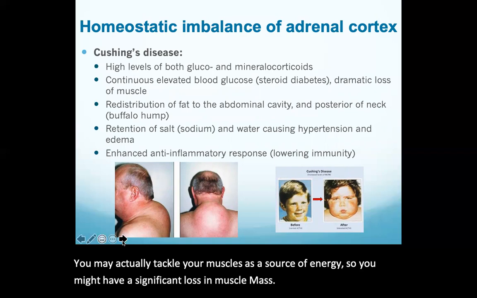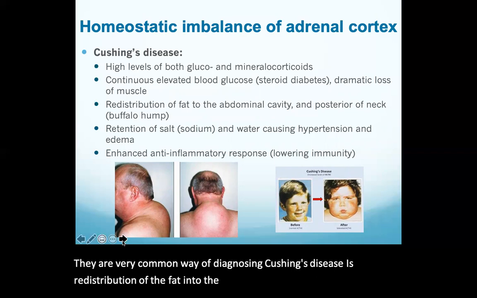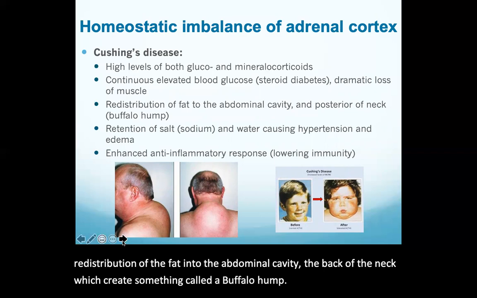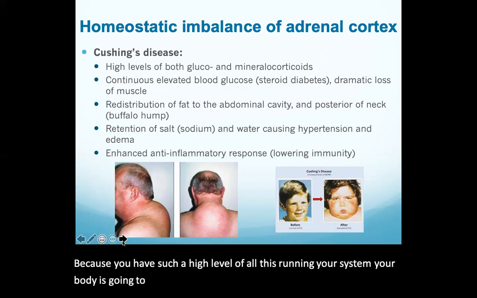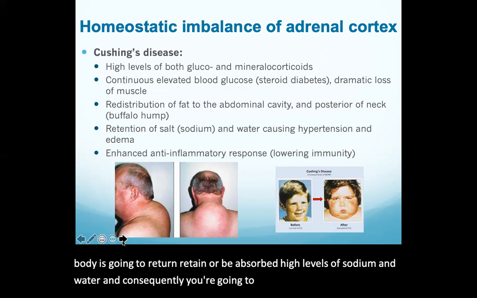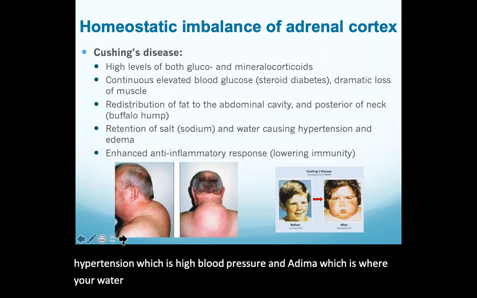A very common way of diagnosing Cushing's disease is redistribution of the fat into the abdominal cavity and the back of the neck, which creates something called a buffalo hump. Because you have such a high level of aldosterone in your system, your body is going to retain high levels of sodium and water. Consequently, you're going to be dealing with conditions like hypertension, which is high blood pressure, and edema, which is where water is being retained inside your tissues.